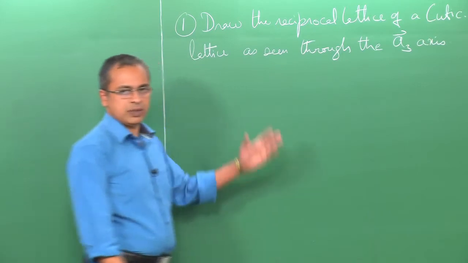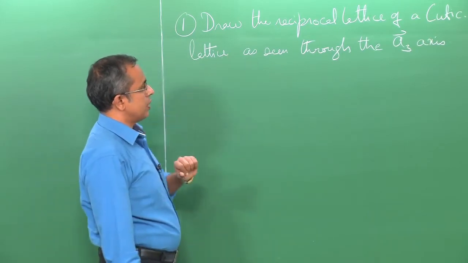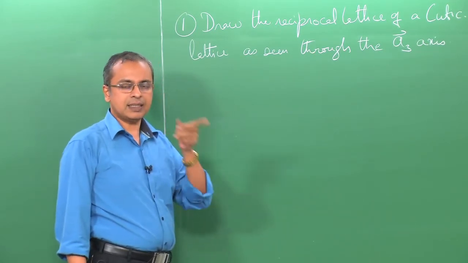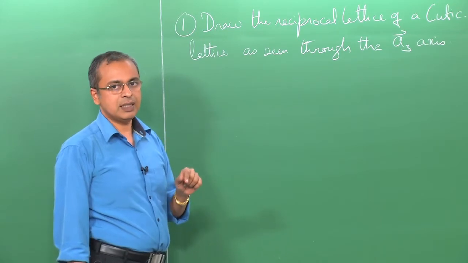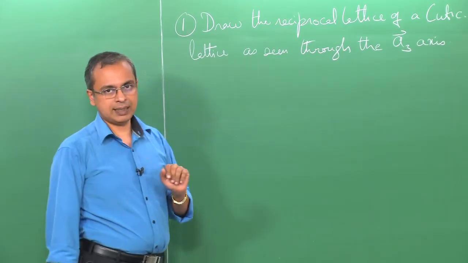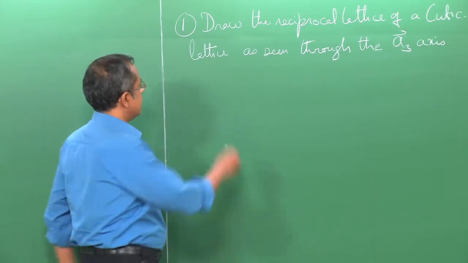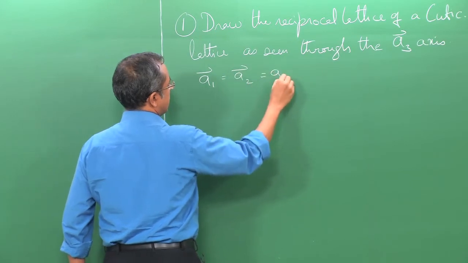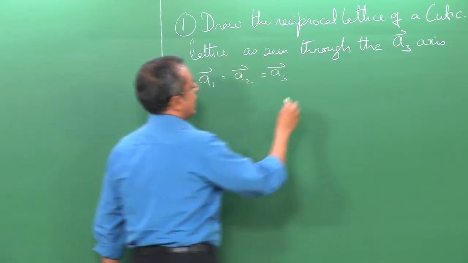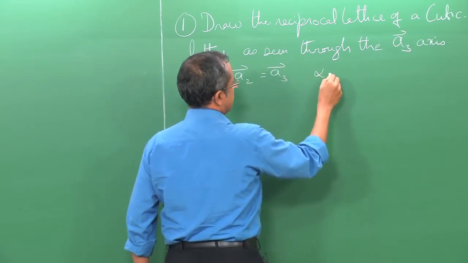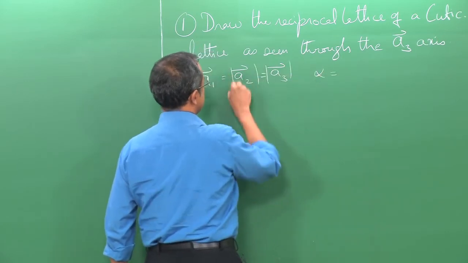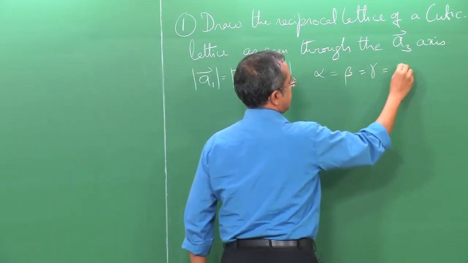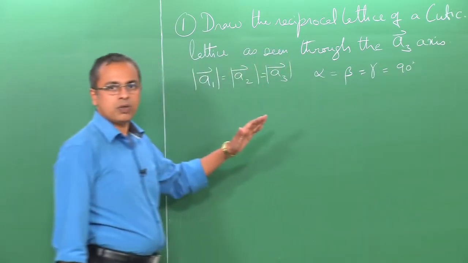Okay, so, this is our problem. This is the example that we are going to look at. We would like to draw a cubic lattice as seen through the A3 direction, in other words perpendicular to the A1 and A2 directions, and for that we would like to draw the reciprocal lattice. Now, as you know, for a cubic lattice A1 equals A2 equals A3, the modulus of these 3 vectors is the same, and alpha equals beta equals gamma equals 90 degrees, right. So, this we know about the cubic lattice.